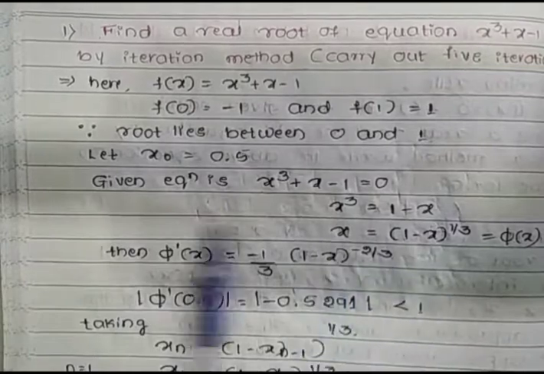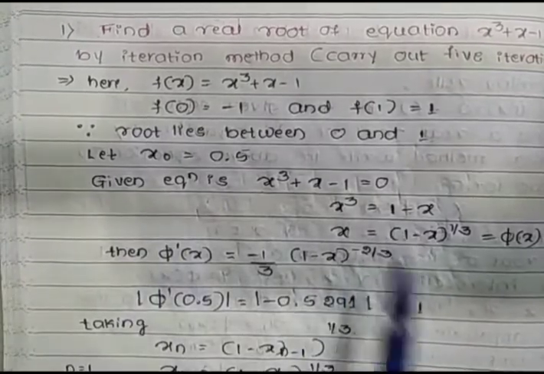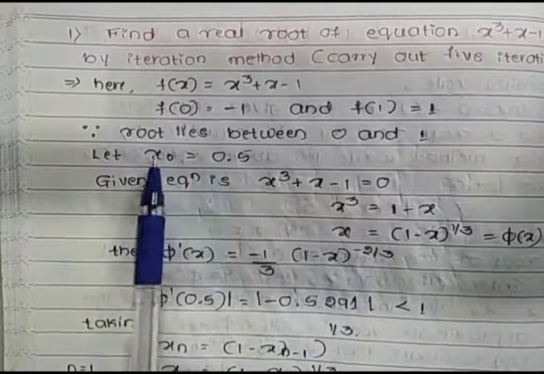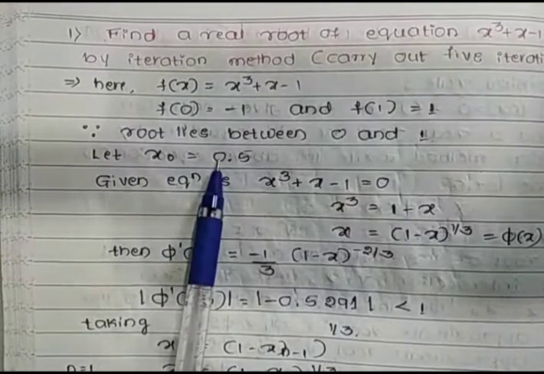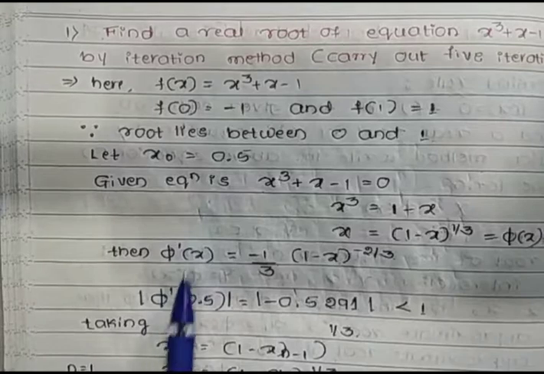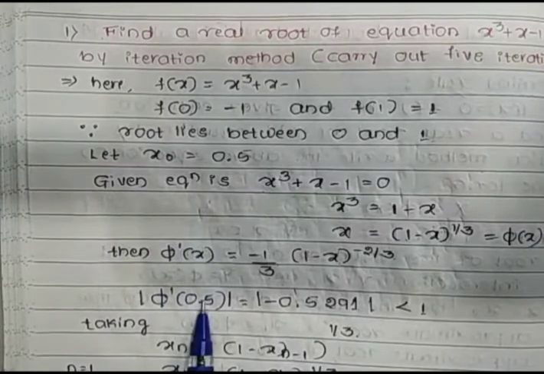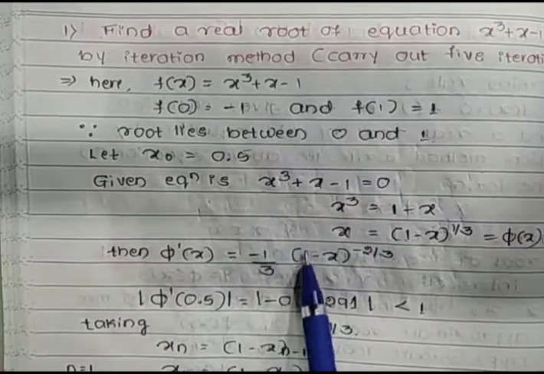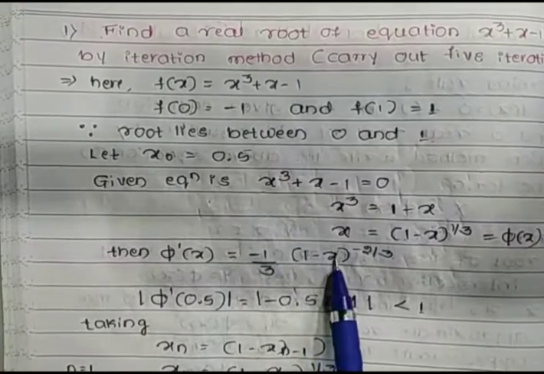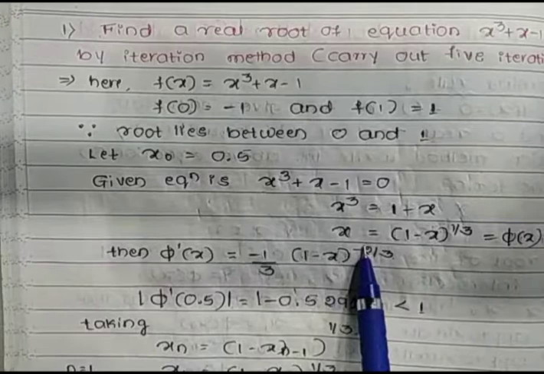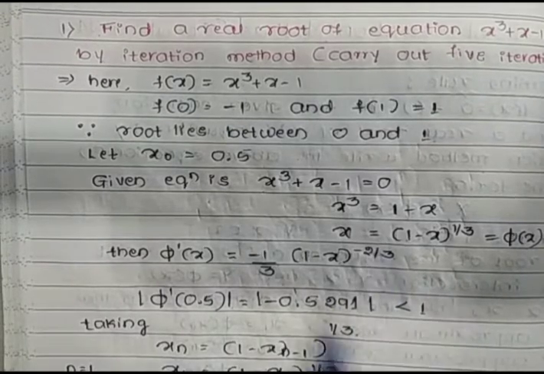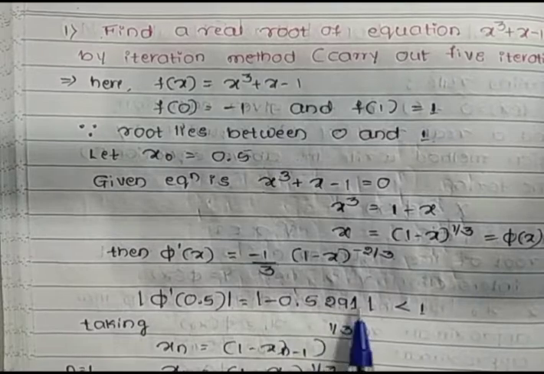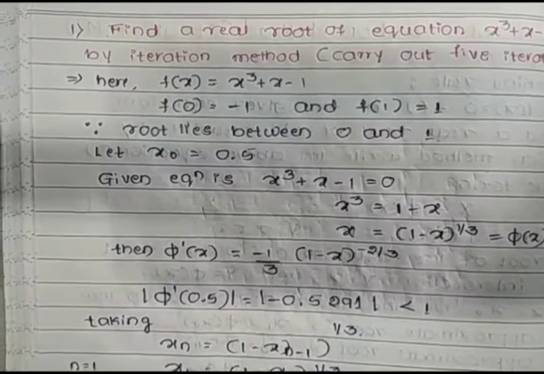Once we calculate the differentiation, we have to substitute the x naught value. Here x naught value is 0.5. So replace the x value using 0.5. Then minus 1 by 3 times (1 minus 0.5) raised to minus 2 by 3. After simplification, we'll get minus of 0.5291.